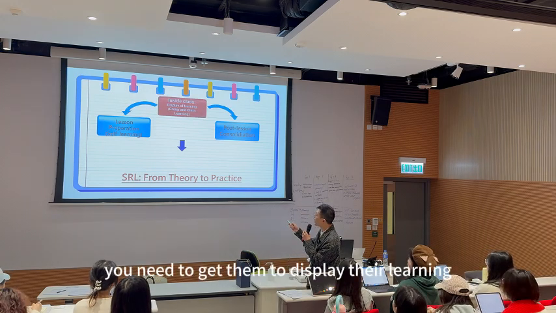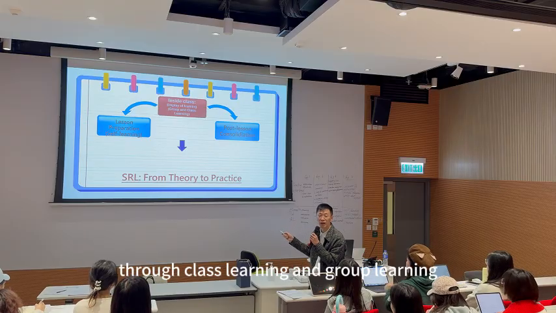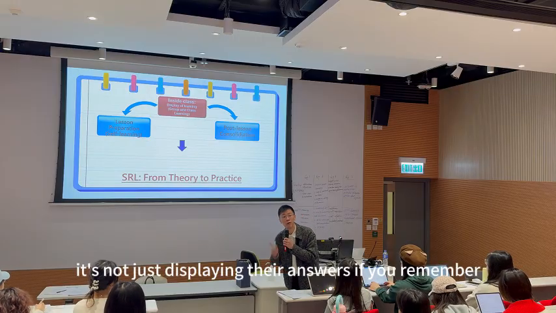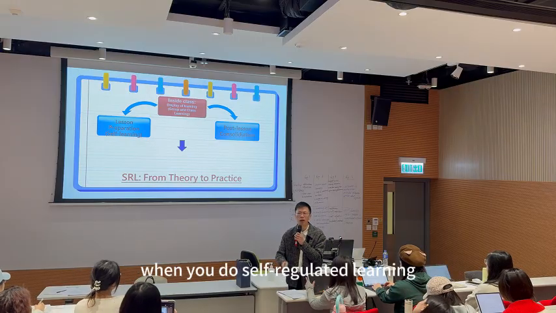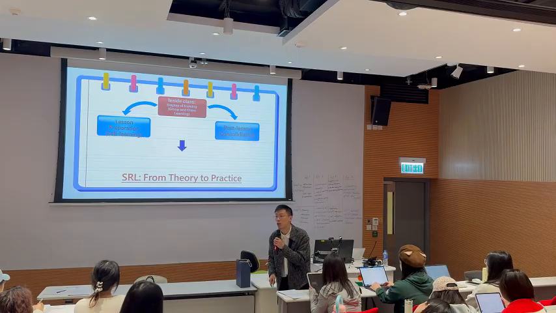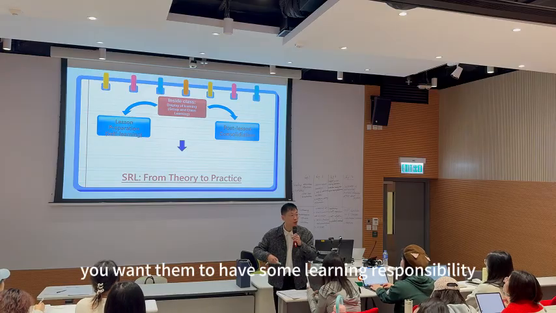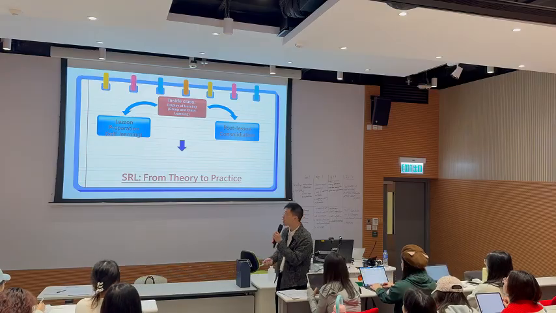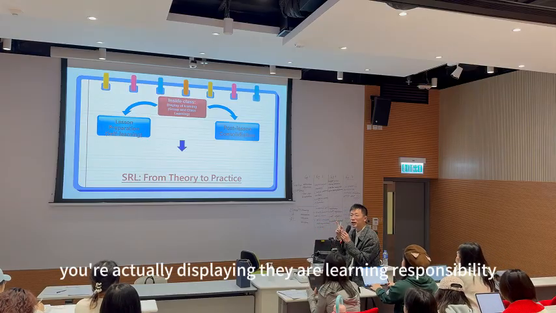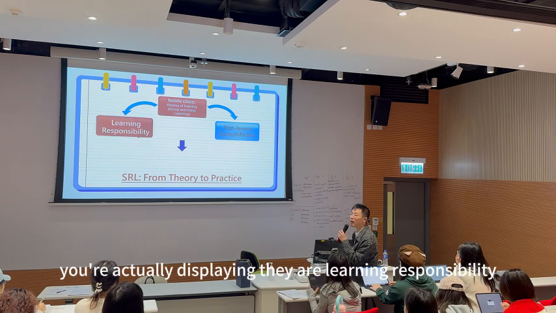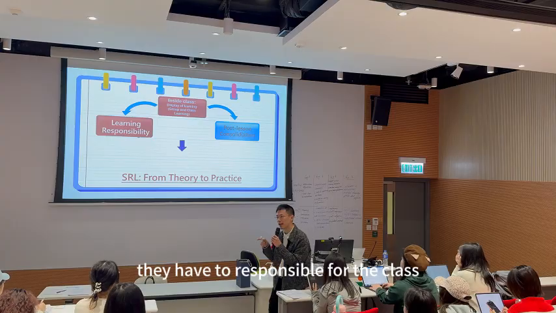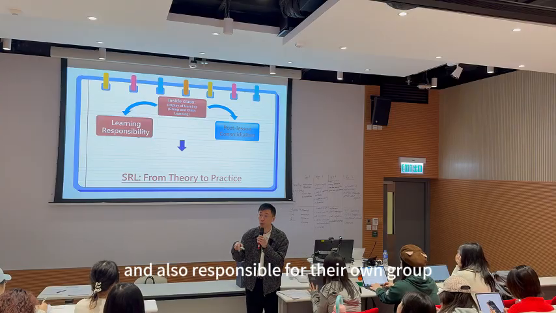But then inside class, what's happening? You need to get them to display their learning through class learning and group learning. It's not just displaying their answers. If you remember, when you do self-regulated learning, we are not doing something about answer checking. You want them to be motivated, right? You want them to have some learning responsibility. So when they display their answers here, you're actually displaying their learning responsibility. They have to be responsible for the class and also responsible for their own group.